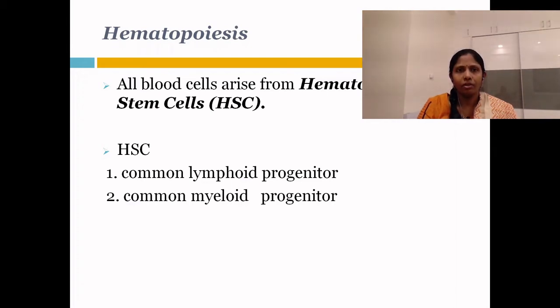Hematopoiesis is a process during which all the different types of blood cells arise from the hematopoietic stem cell. I hope the students remember that the stem cell is a type of cell which can give rise to all the different types of cells. There are different types of stem cells, of which one is the hematopoietic stem cell. The hematopoietic stem cell is a pluripotent stem cell, and the process of hematopoiesis occurs in the bone marrow.